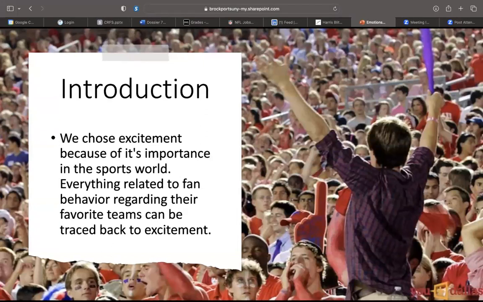All right, so the introduction, we chose excitement because of its importance in the sports world. Everything related to fan behavior regarding their favorite teams can be traced back to excitement.